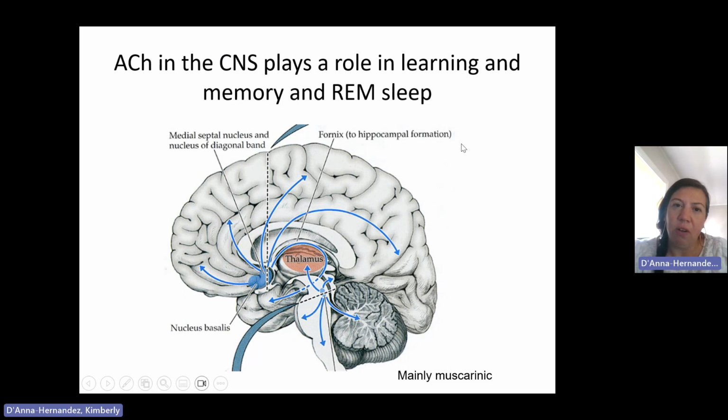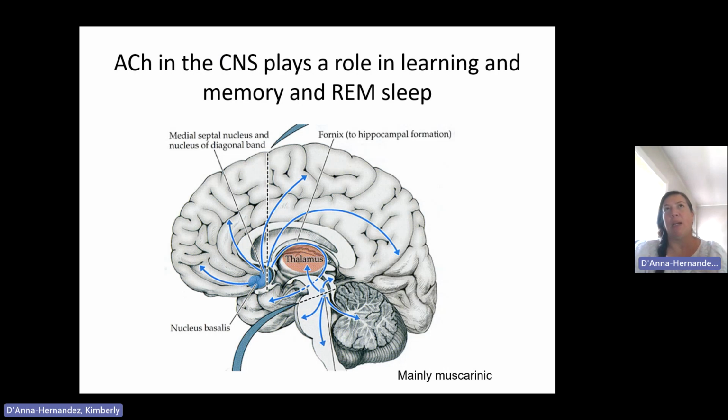So as I mentioned, acetylcholine in the central nervous system is mainly muscarinic and plays a role in learning, memory, and REM sleep. So a lot of Alzheimer's drugs try to target this. We see choline has been put into Flintstone vitamins for kids, for pregnant women, and you can facilitate, and REM sleep sort of facilitates learning.